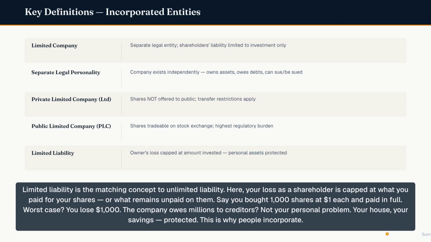Limited liability is the matching concept to unlimited liability. Here, your loss as a shareholder is capped at what you paid for your shares, or what remains unpaid on them. Say you bought 1,000 shares at $1 each and paid in full. Worst case? You lose $1,000. The company owes millions to creditors? Not your personal problem. Your house, your savings, protected. This is why people incorporate.